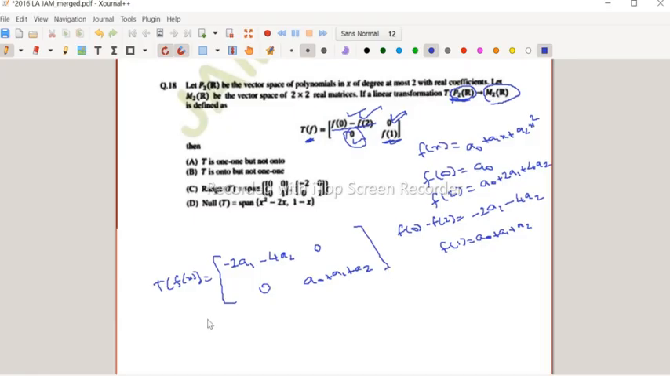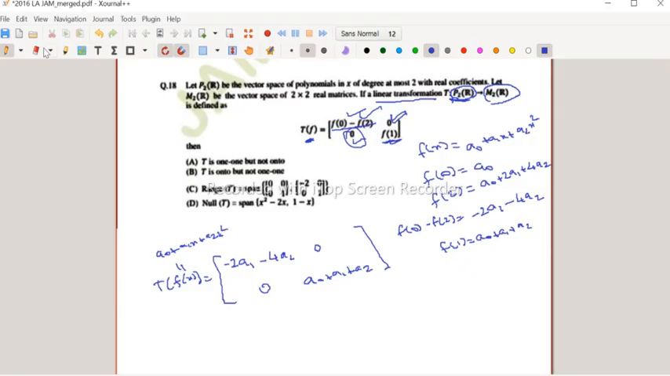So any polynomial f of x of the form a0 plus a1x plus a2x squared maps to this matrix. Now we can easily show that this is a linear transformation. No need to check because they already mentioned that it is a linear transformation. Now they ask whether it is onto. First of all, we can easily eliminate one option.